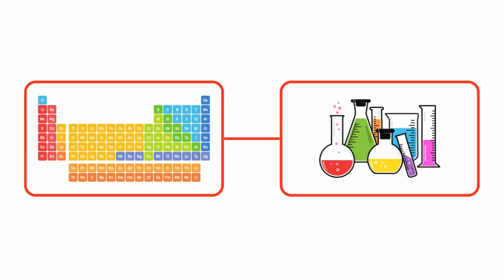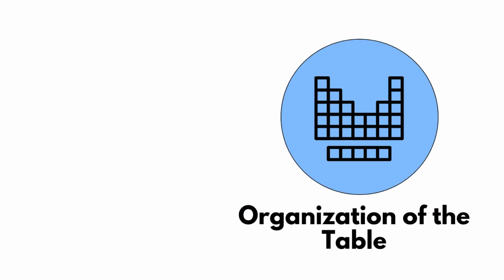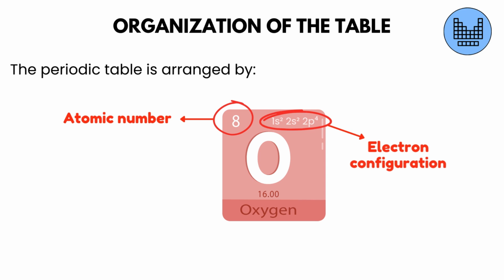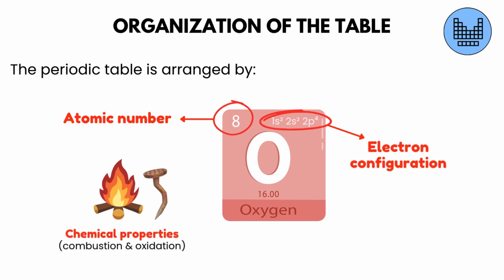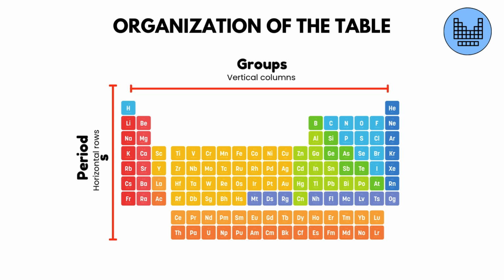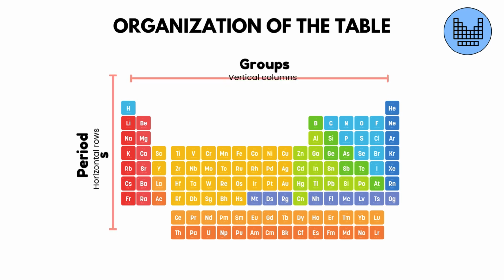Let's break it down. Organization of the table. The periodic table is arranged by atomic number, electron configuration, and chemical properties. Elements line up in periods, horizontal rows, and groups, vertical columns. This simple layout encodes a lot of chemistry.